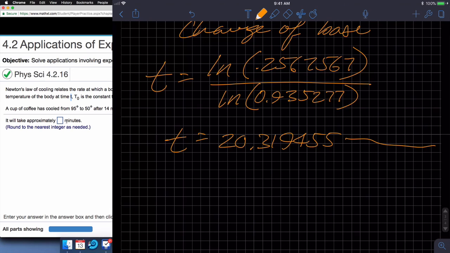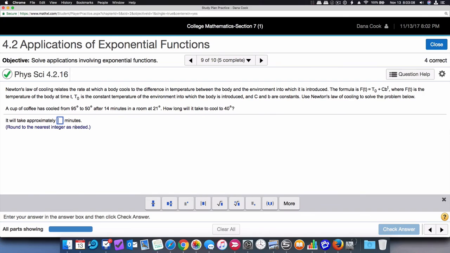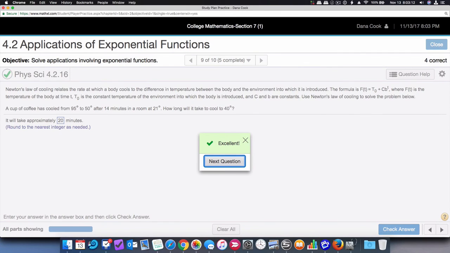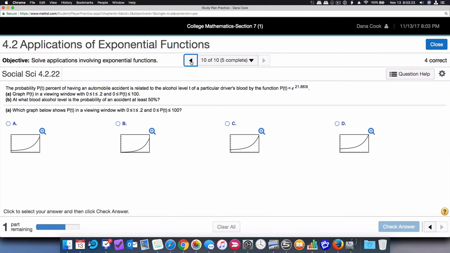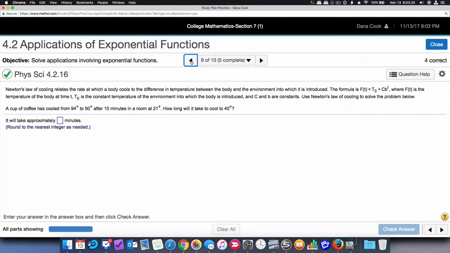And so, to the nearest integer, my answer is 20. Pow! That's what I was looking for. So again, sorry about the class today. Hopefully that works for you. This seems to me, from my recollection, to be the most complicated question that I've seen in this set of questions. Let's see.